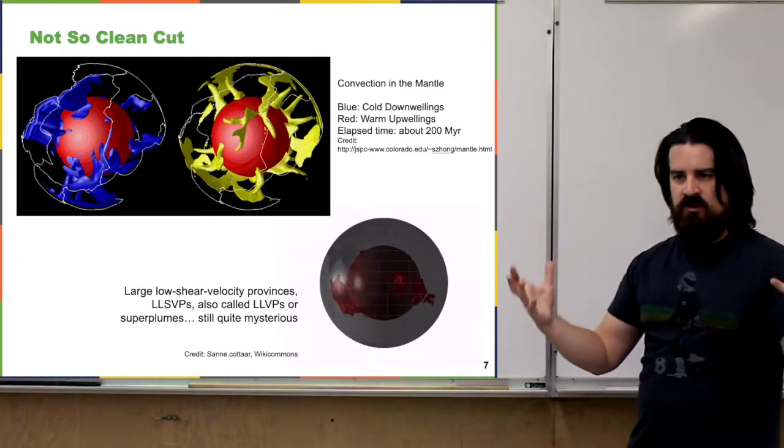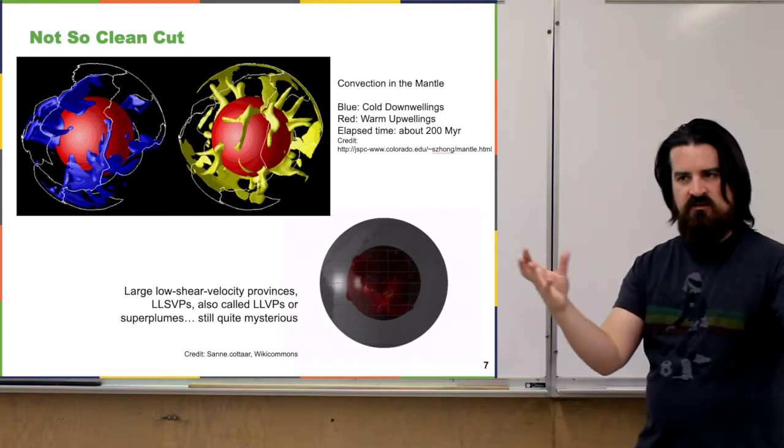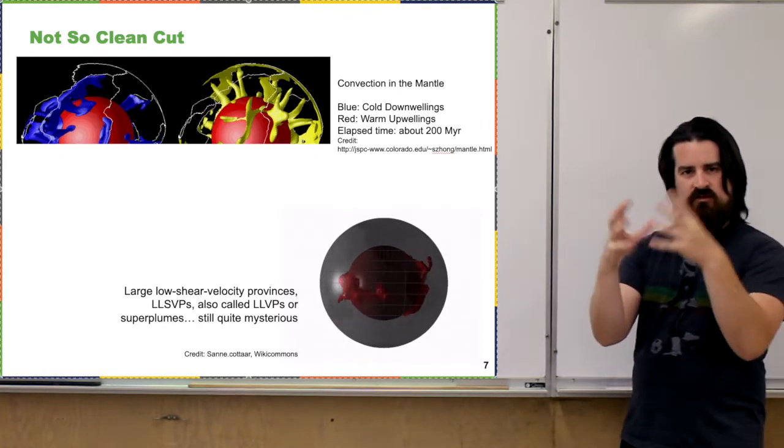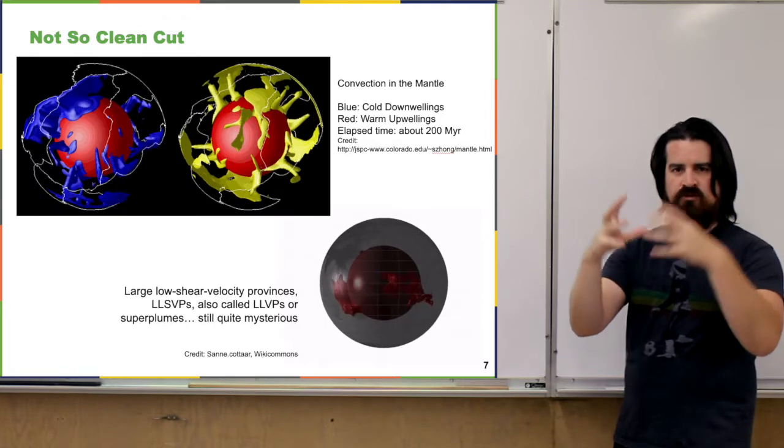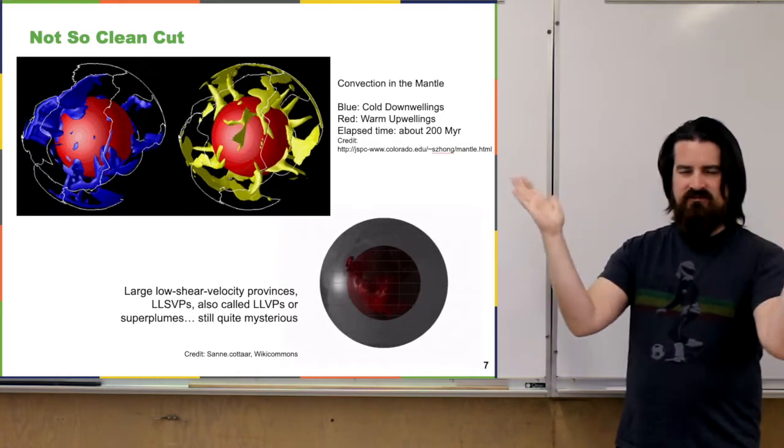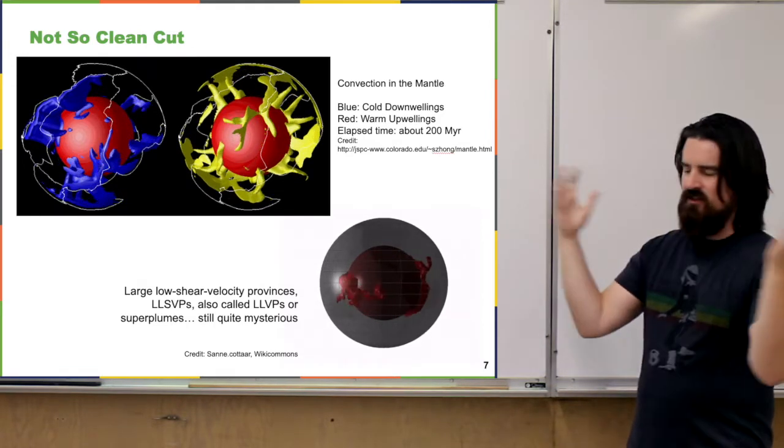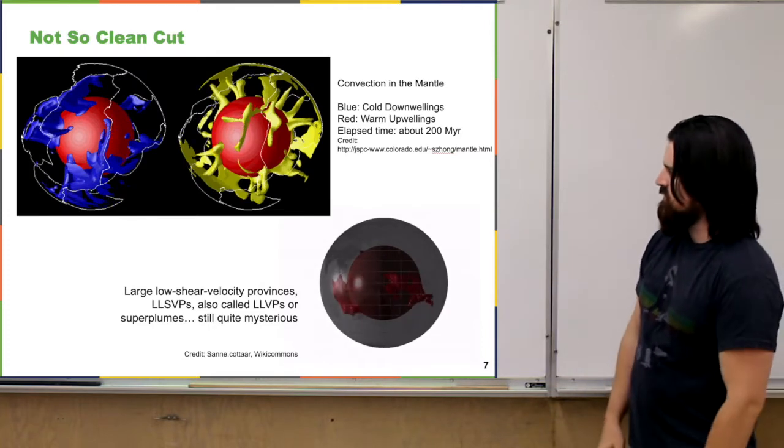So yeah, the interior of the Earth is differentiated into these regions, like the inner core, the outer core, the mantle, and the crust, but it's not this really clean-cut, smooth thing. Right? It's complicated. It's messy.